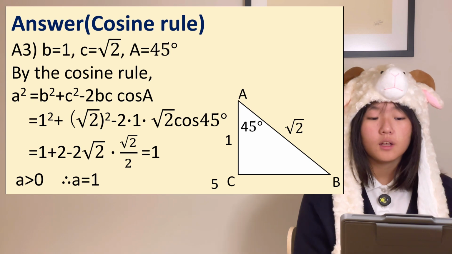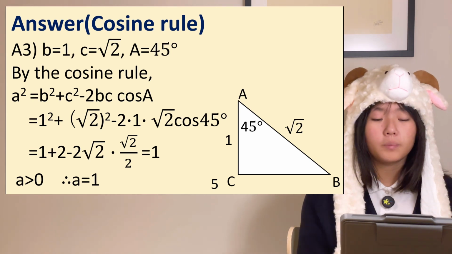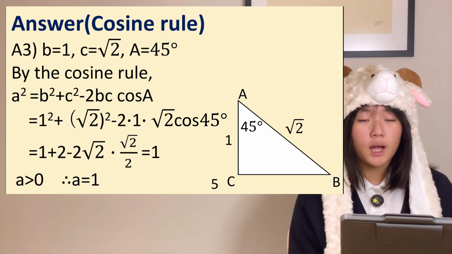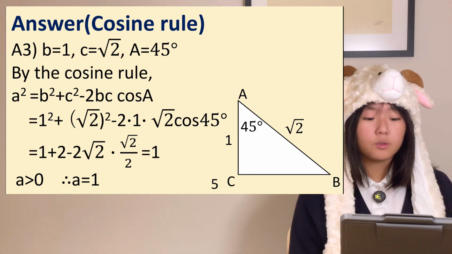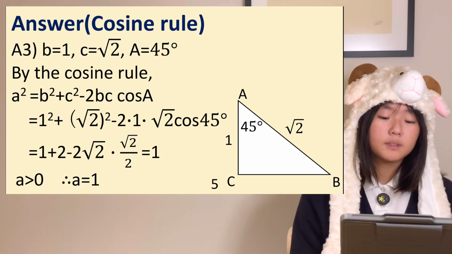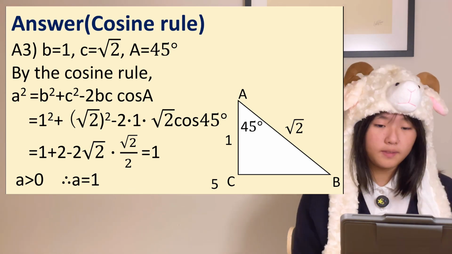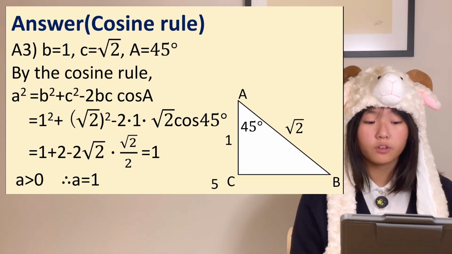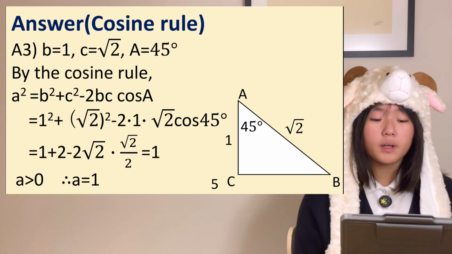The answer is, using the cosine rule, you can figure out that a squared equals 1 squared plus the square root of 2 squared minus 2 times 1 times the square root of 2 times cosine 45 degrees, which equals 1 plus 2 minus 2 times the square root of 2 times the square root of 2 over 2, which all equals 1. And since a has to be bigger than 0, since this is a triangle, therefore a equals 1 instead of minus 1.